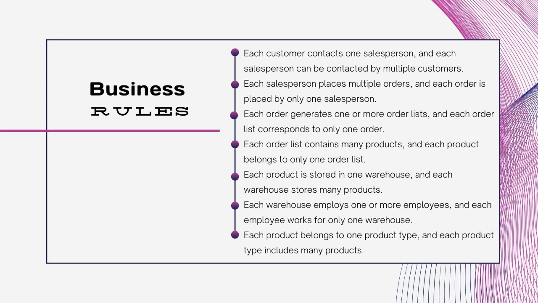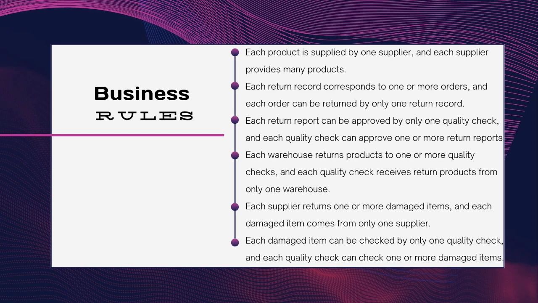Each product is stored in one warehouse, and each warehouse stores many products. Each warehouse employs one or more employees, and each employee works for only one warehouse. Each product belongs to one product type, and each product type includes many products. Each product is supplied by one supplier, and each supplier provides many products.